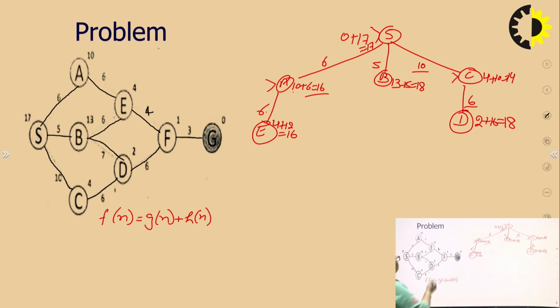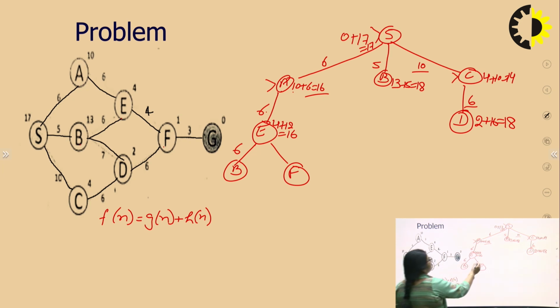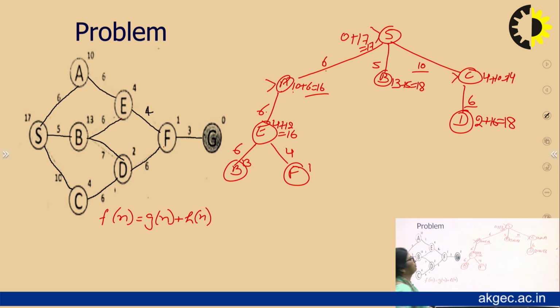Now, what are neighbors of E? Neighbors of E are A, which we have already selected, and then B and F. What is the cost from E to B? That is 6. From E to F, that is 4. What is heuristic value of B? That is 13. What is heuristic value of F? That is 1. Now, let us calculate the evaluation function value. That will be 6 plus 6 plus 6, it means 6 3s are 18 plus 13. It will be about 31.